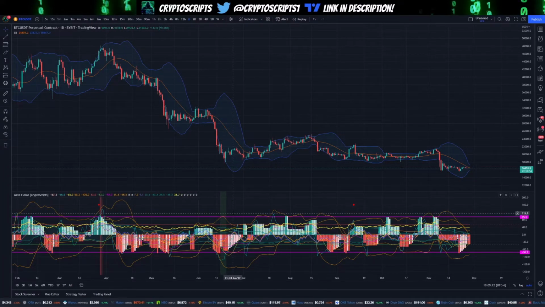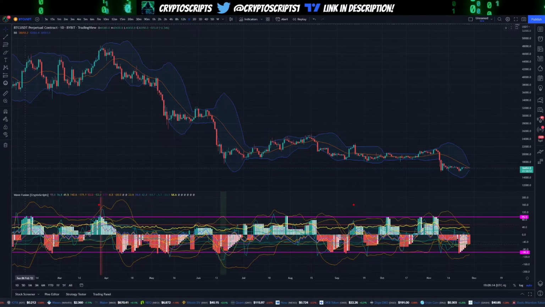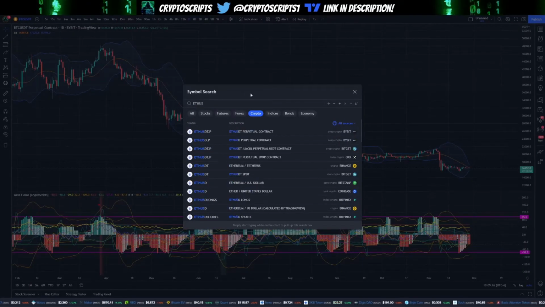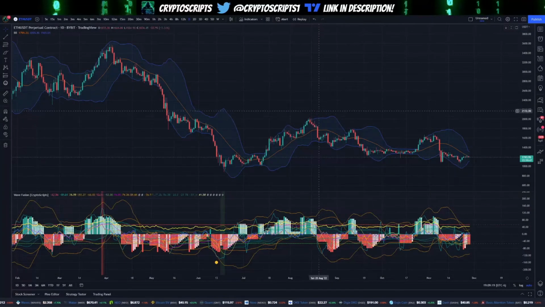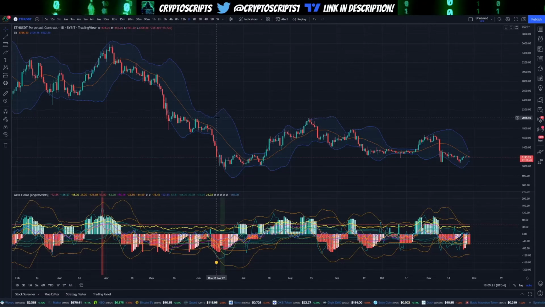A lot of people ask me, does it work on Ethereum? Well, let's go ahead and check that, and I'll go over different time frames as well. So looking at Ethereum here, look at this. Ethereum on the daily had a moon symbol.